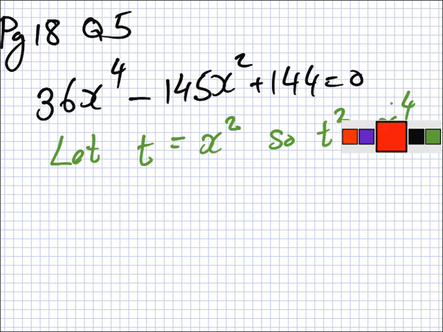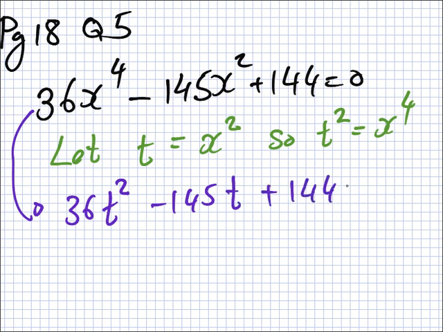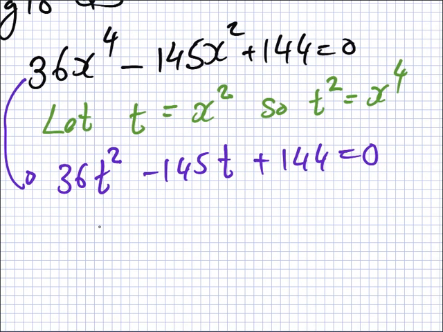So, this will now become, instead of x to the power 4, 36t squared. And this will become 145t plus 144 equals 0. Now, this does have roots. I think it's 9 and 4. Use the calculator.